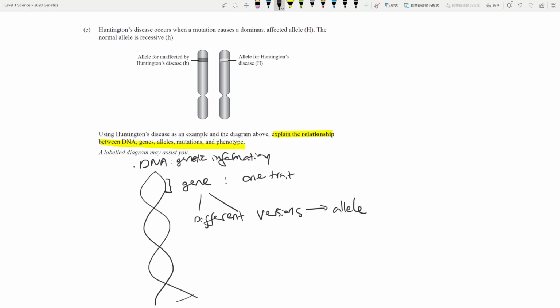Where do the alleles come from? Alleles have different base sequences. And what is base sequence again? Base sequence is the ATCG stuff that you learn at the very beginning of the topic.